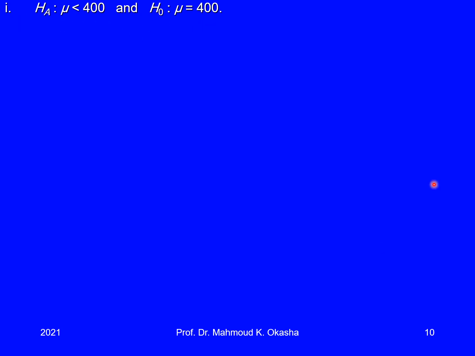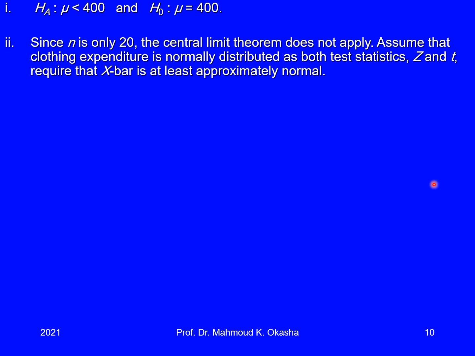So we have n equals 20, which is small, less than 30. That's a small sample, and sigma is not known. S is given, so we are in the second case: small sample and unknown sigma. We have S instead, so we cannot use Z. We use the T distribution.